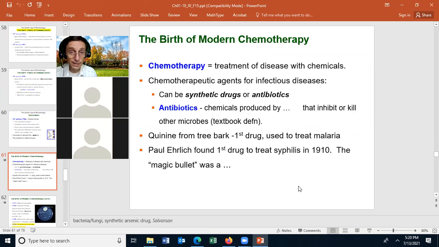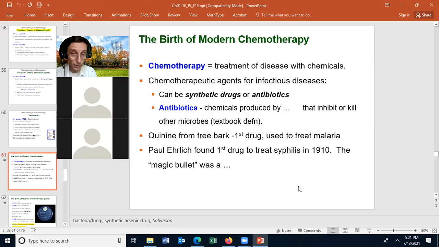Chemotherapy is, broadly speaking, the treatment of disease with chemicals. Now, in today's terminology, chemotherapy is used almost exclusively with a drug that is used to treat cancer. But strictly speaking, the term is a treatment to cure any disease with a chemical. And a chemotherapeutic agent is one that is used against infectious disease. And as I stated, you can have a synthetic drug where a human makes it, or you can have a drug that is made by a living organism.